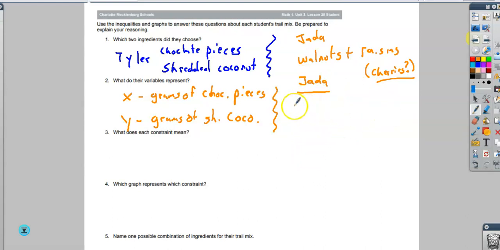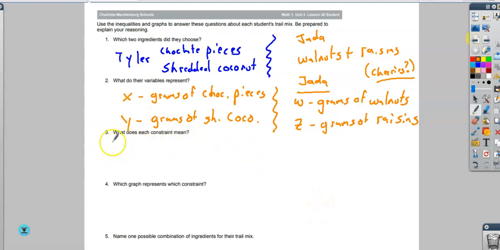She used different variables, so hers is W, and W is going to be the grams of walnuts. And she used Z, so that'll be the grams of, and I'm just going to stick with raisins. Raisins.